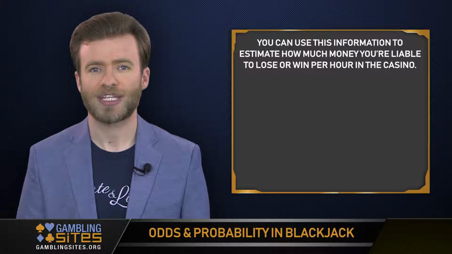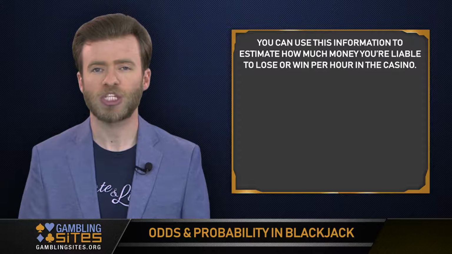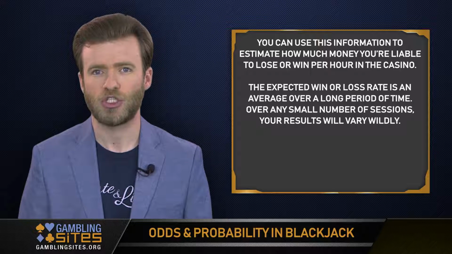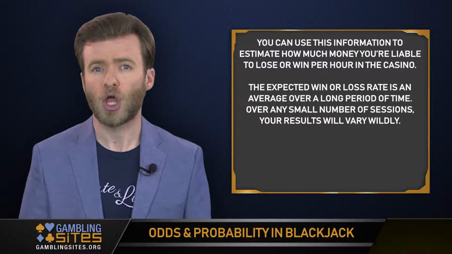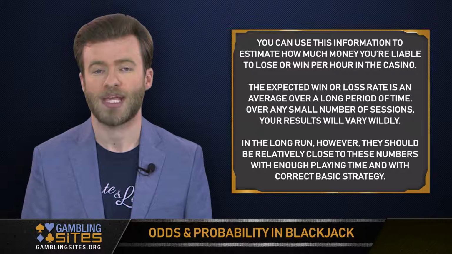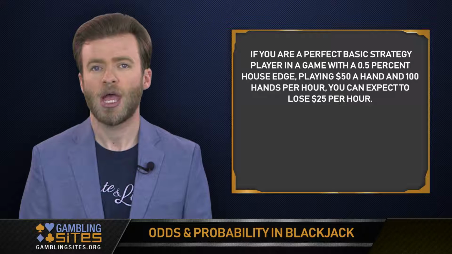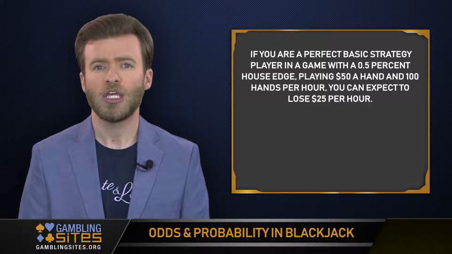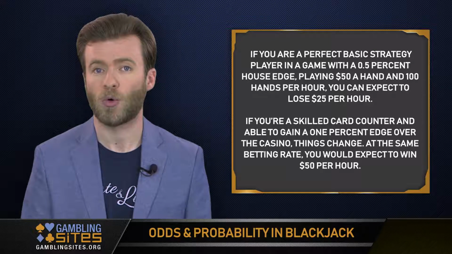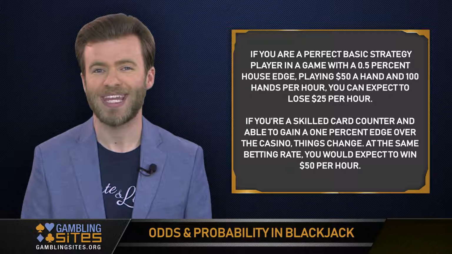You can use this information to estimate how much money you're liable to lose or win per hour in the casino. Of course, the expected win or loss rate is an average over a long period of time. Over any small number of sessions, your results will vary wildly. In the long run, however, they should be relatively close to these numbers with enough playing time and with correct basic strategy. If you're a perfect basic strategy player in a game with a 0.5% house edge, playing $50 a hand and 100 hands an hour, you can mathematically expect to lose $25 an hour. If you're a skilled card counter and able to gain a 1% edge over the casino, things change. At the same betting rate, you would expect to win $50 an hour.